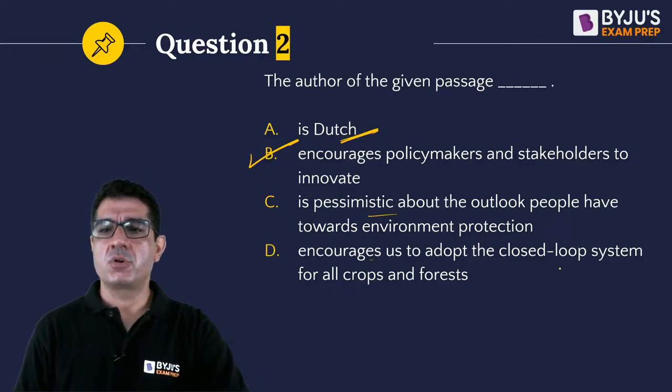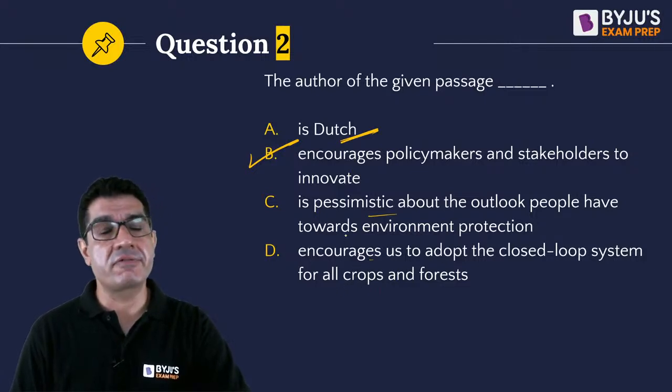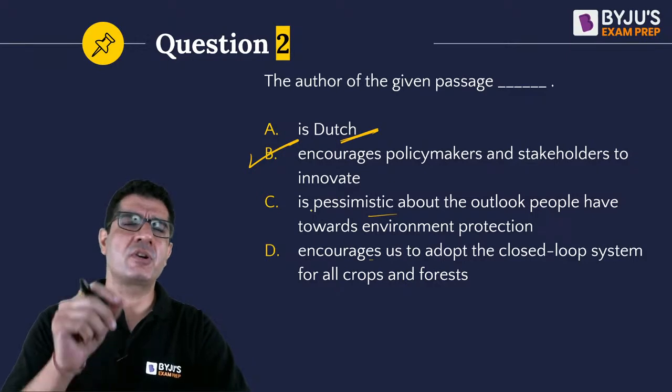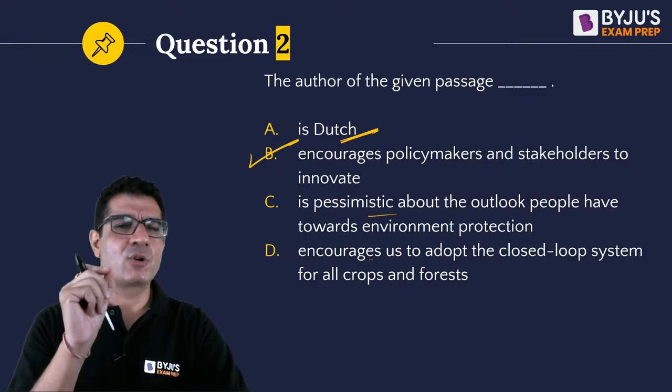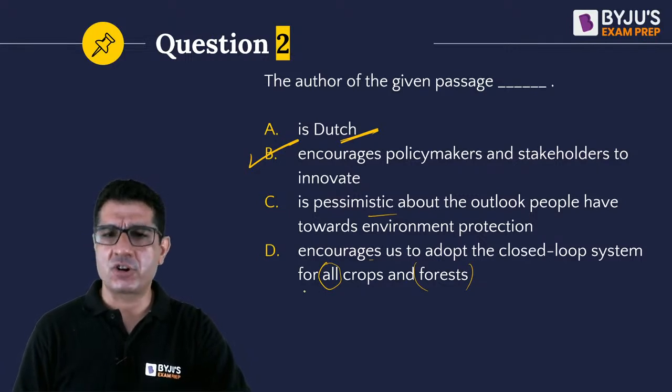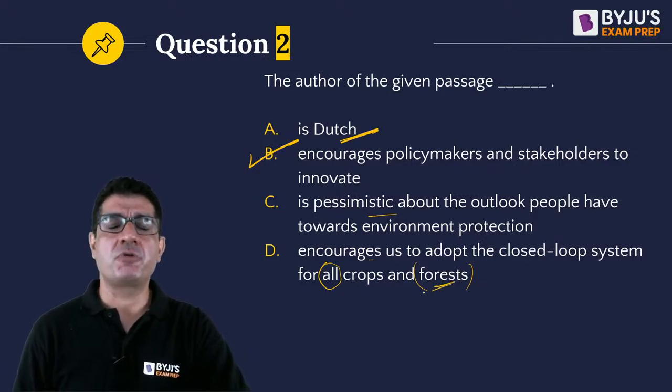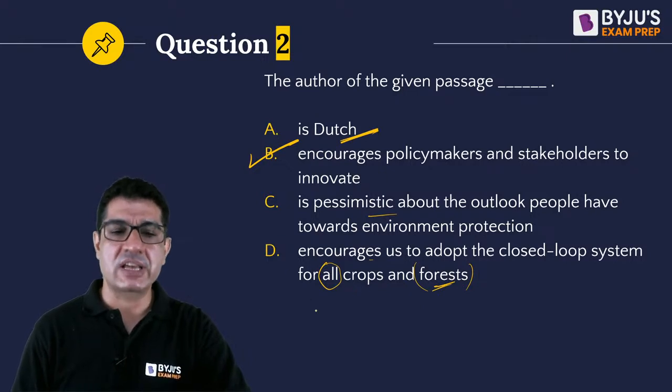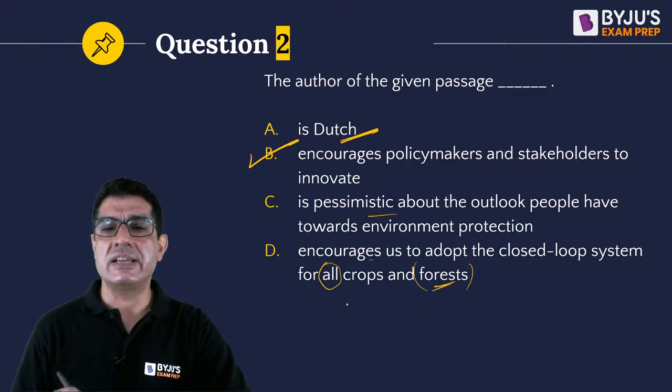Encouraging us to adopt closed loop system for all crops and forests. Well, he has definitely used an example that talks about one situation where closed loop systems have been useful. But to generalize it to all crops and even forests, now that'll be too much of a stretch. That is something that cannot be determined. And I think in the case of forests, we can call it probably false. So that should help us rule out D.